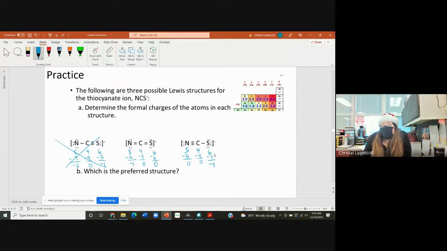When you are doing these, if you have a formal charge, it must be on the most electronegative element. So is nitrogen more electronegative or is sulfur? Remember when you did your chart as we went up, your most electronegative elements are fluorine, oxygen, and nitrogen. I'll tell you that. So sulfur is less electronegative. So that means that this is our preferred structure because the formal charge is on the more electronegative element.